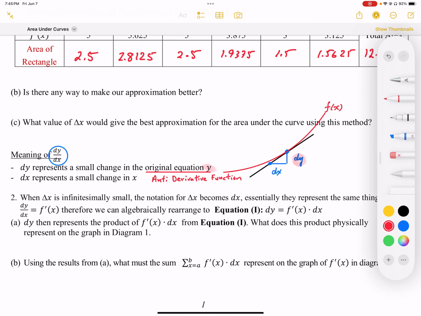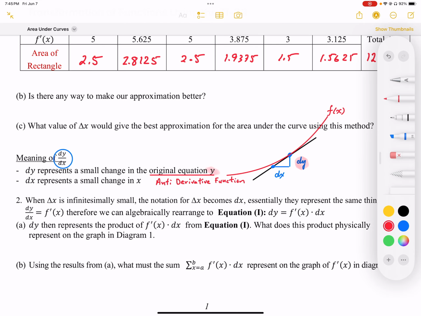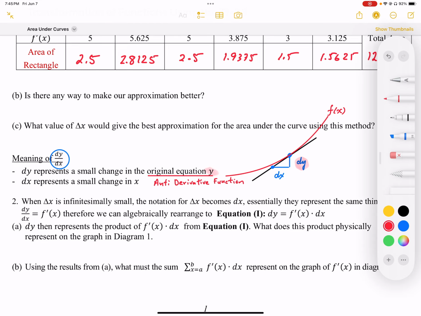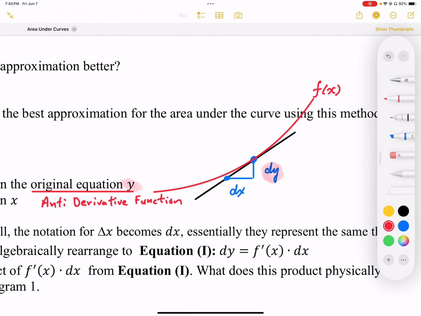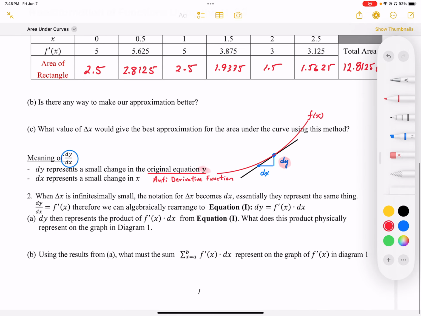So dy by dx is slope. dy represents small changes in y, dx represents small changes in x. And dy is a small change in the original equation y, so it means a small change in the antiderivative. So that's what that dy means in the graph. It's a small change in the original f of x function.